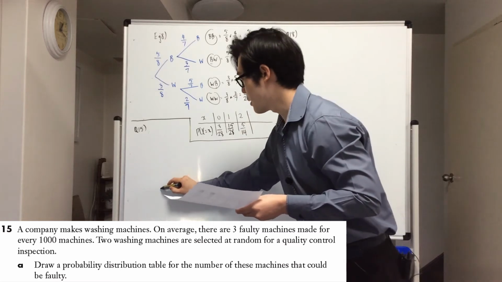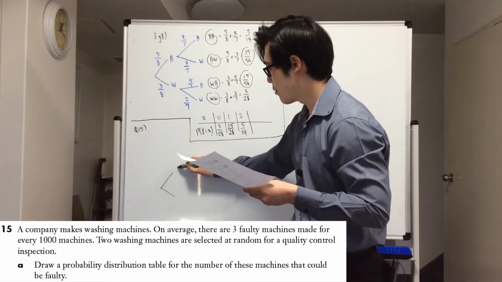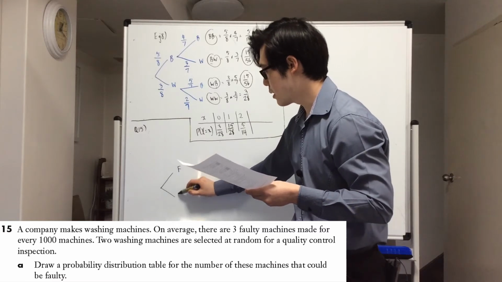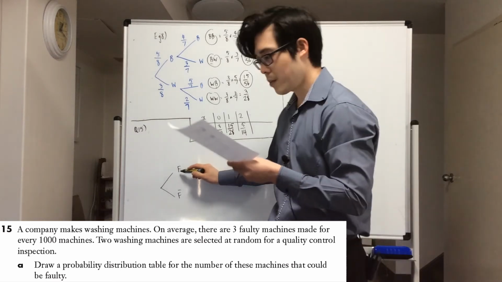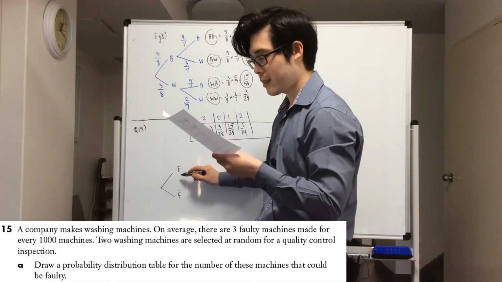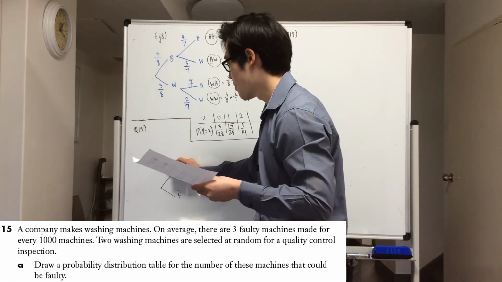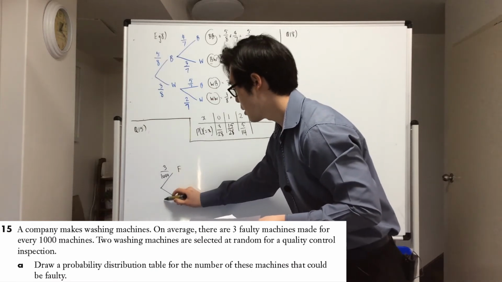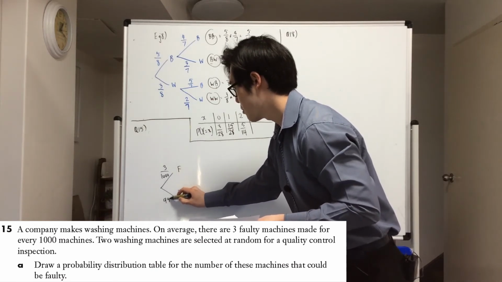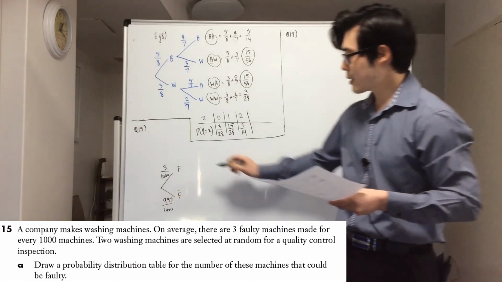So before we do that, let's draw up a tree diagram. We can have a machine being faulty and machine not faulty. The probability of having a faulty machine, it says on average there are 3 faulty machines made for every 1,000 machines. That's the number for the probability of having a faulty machine. So then the not faulty machine would be 1,000 take away 3, which is 997 over 1,000. That's our first pick.